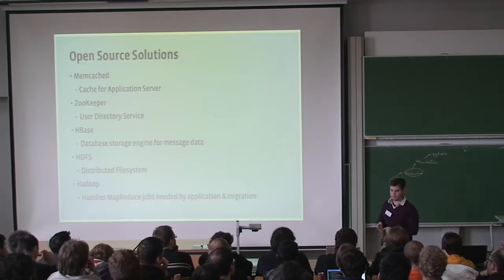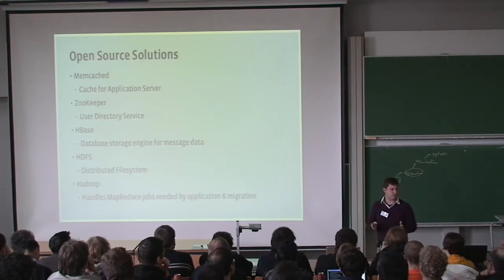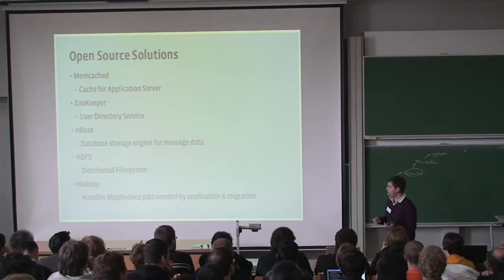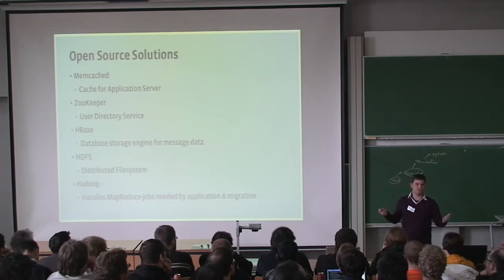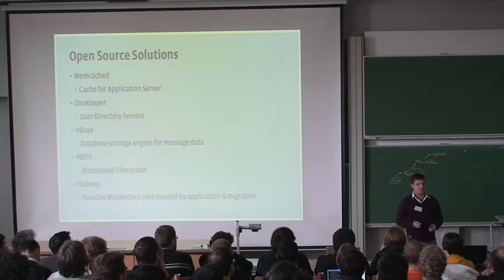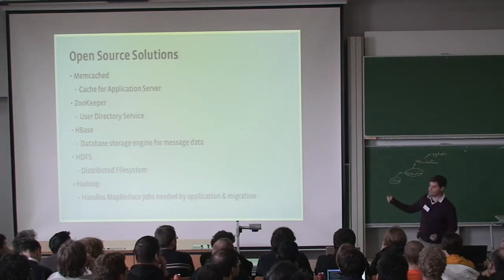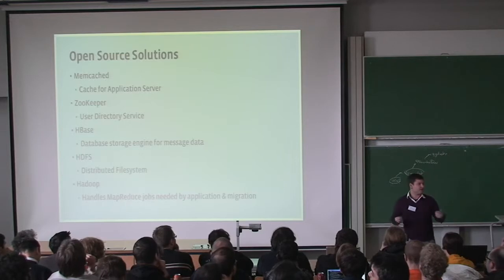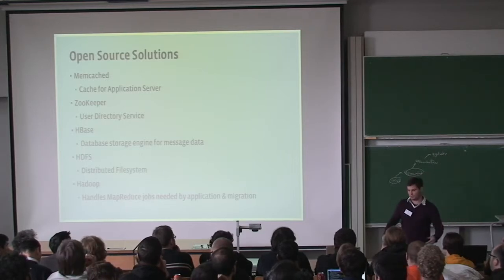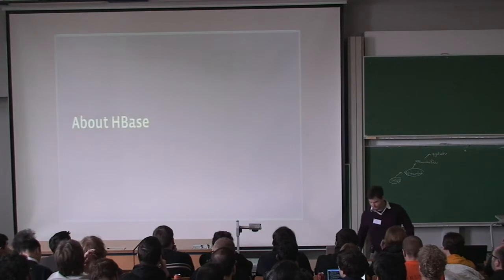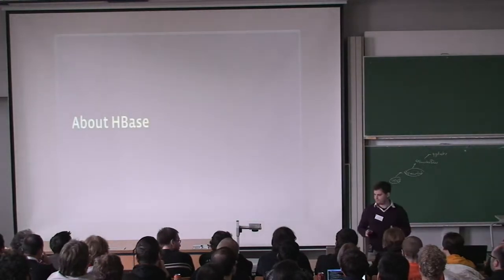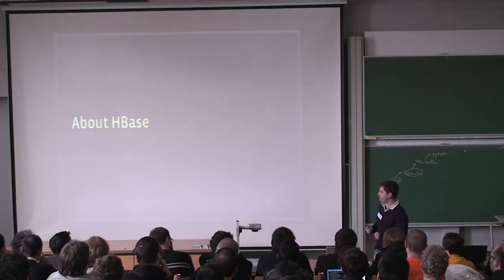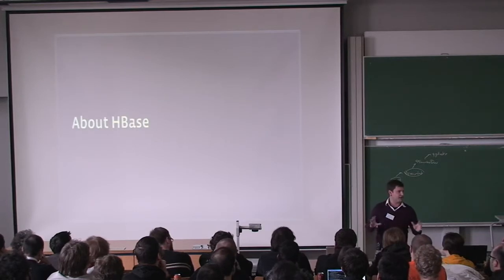And then finally, we have Hadoop for a lot of MapReduce jobs. We had a question a couple months ago, like, how much do we use MapReduce? And my coworker immediately responded, this is our bread and butter. We're going to go down if we don't have something like Hadoop to handle all these asynchronous tasks that we need for application and migration, doing caching, doing snapshots. So the other ones are fairly well known. The big mystery here is HBase.